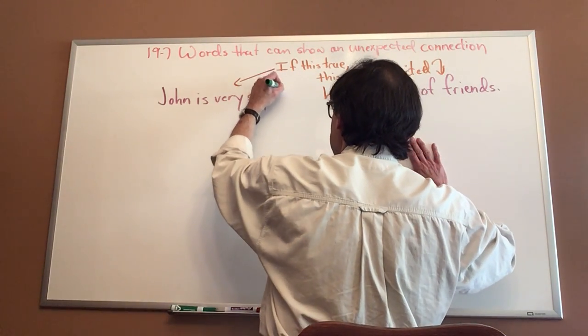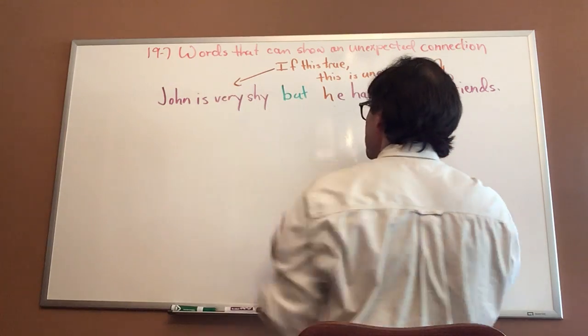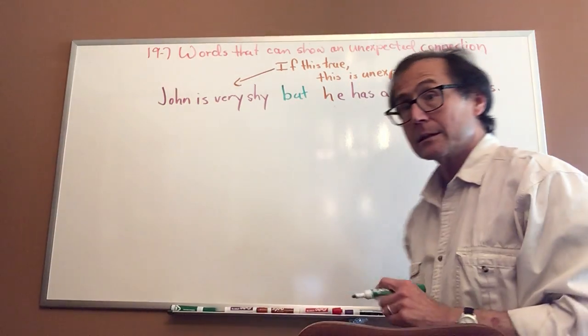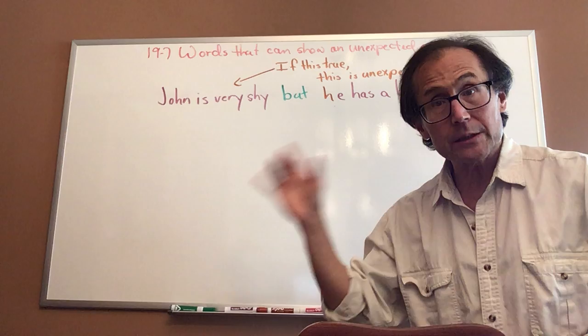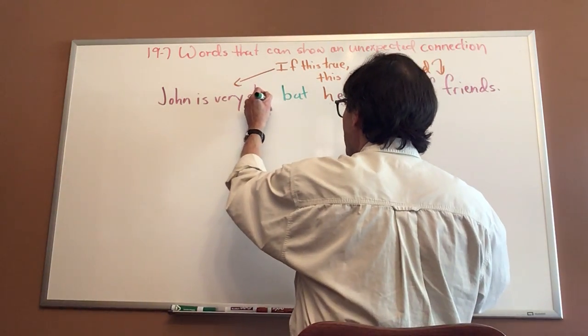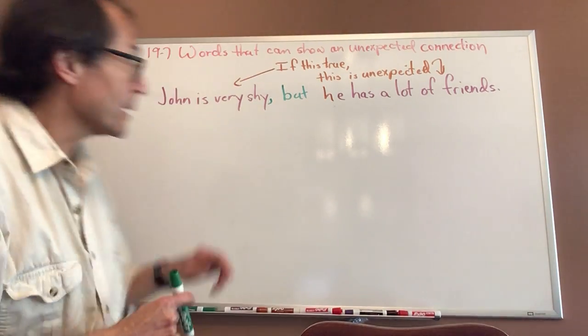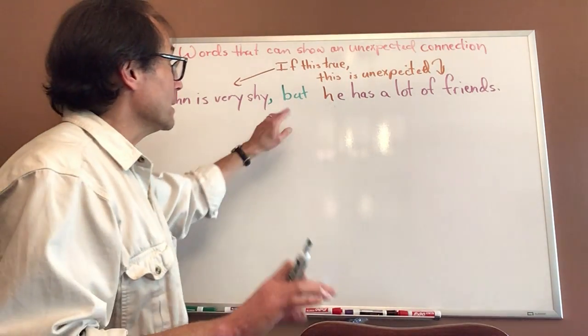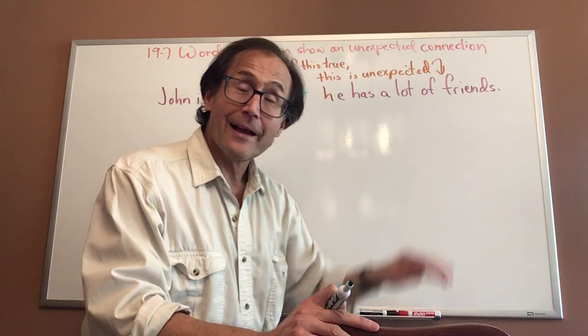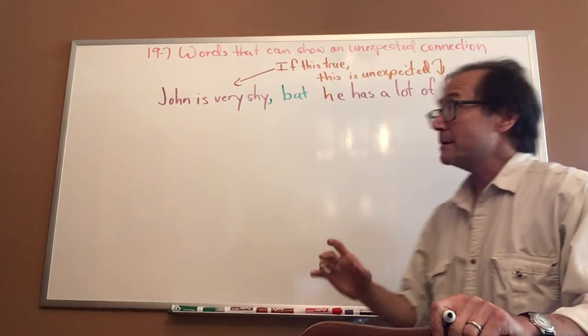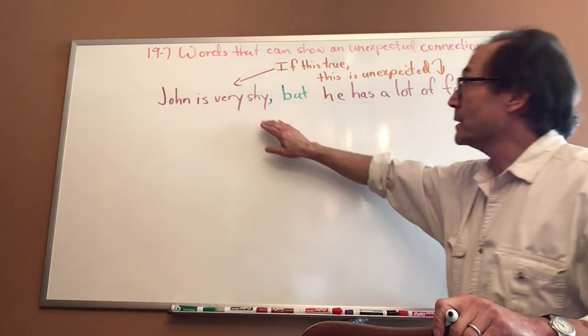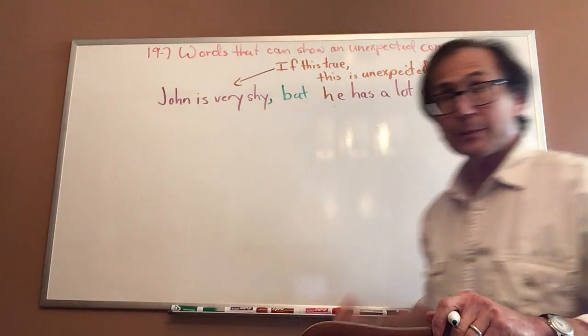The other word I can use to join the two sentences is but. Now, if I use but to join two sentences, I always use a comma. Okay, so I could say, John is very shy, comma, but he has a lot of friends. And if I say that, then, again, but can show that if this is true, this is unexpected.